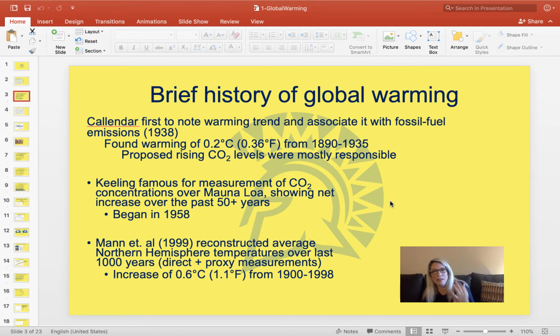So the Mann et al. paper that was published was the first one to not only use direct measurements that were available since the 1900s, but to go way further back in history, 1,000 years, and start looking at throughout time what's happened with our globe. Now, they found that there was an increase of 1.1 degrees Fahrenheit from the 1900s to 1998, or 0.6 degrees Celsius.